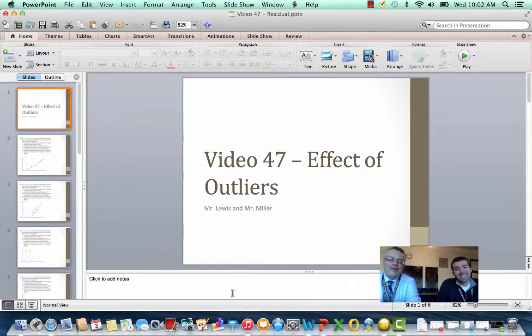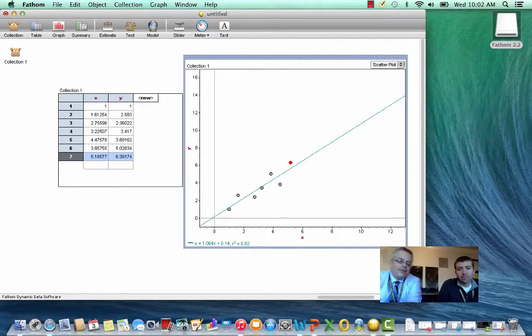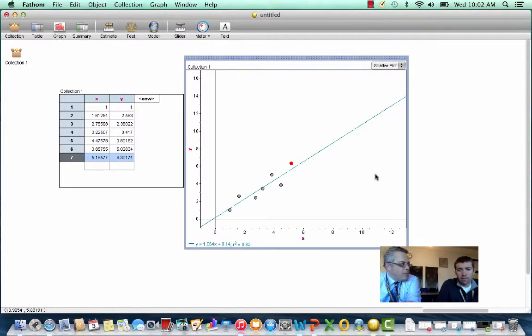All right, the effect of outliers. In order to do this, we're going to play around with a graphing tool, Fathom, which allows us to move data points around and see what happens to the line of best fit. We had a rule for calculating outliers when it was just one variable, remember the lower fence, upper fence. There's no such rule for two variables, at least in AP Stats.